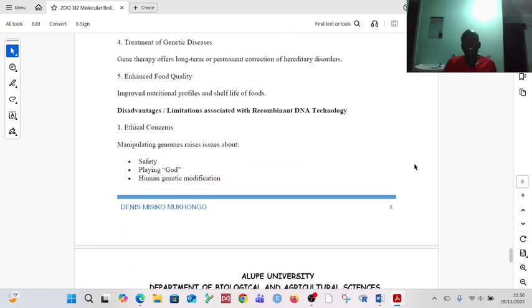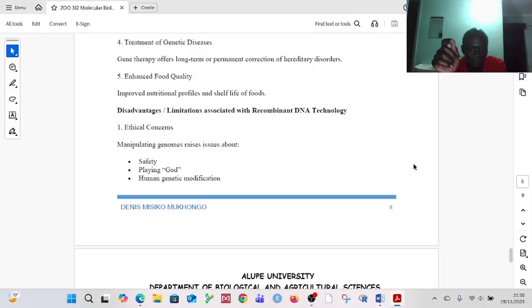On the other side, there are also disadvantages that come with recombinant DNA. One is the ethical concerns. When you are genetically modifying an organism, there are people who think that there could be issues about safety. You are creating something that might not be safe. Okay? Others also think that it is only God who can create genomes.